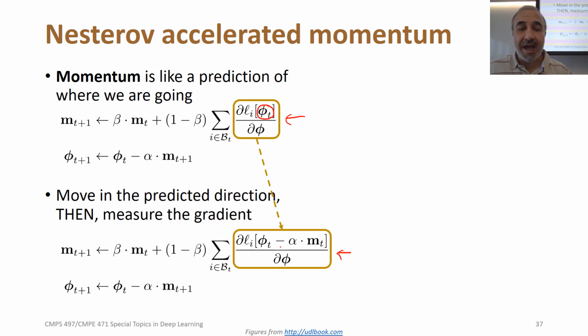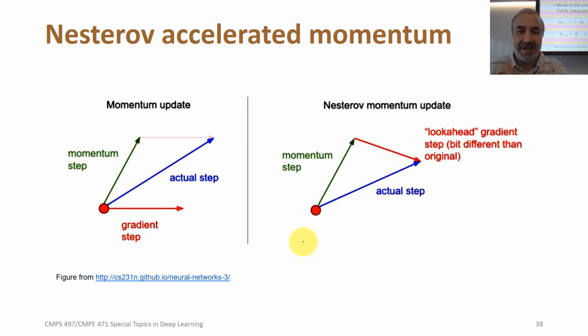Okay? Now, look at the model at which we compute the gradient here. Here we compute the gradient at the current model. Here we compute the gradient at the predicted model if we take the momentum direction. So this is phi t minus alpha m t, the new model if we use gradient descent, right? So we are computing the gradient at the future point. We are looking ahead and computing the gradient there. Let me show you what that means exactly.